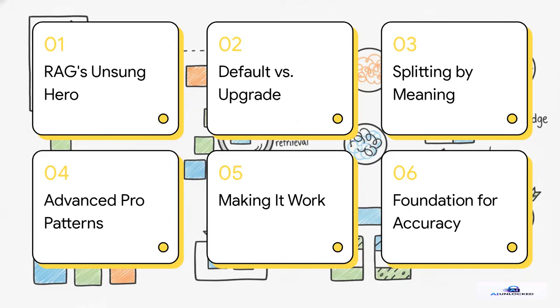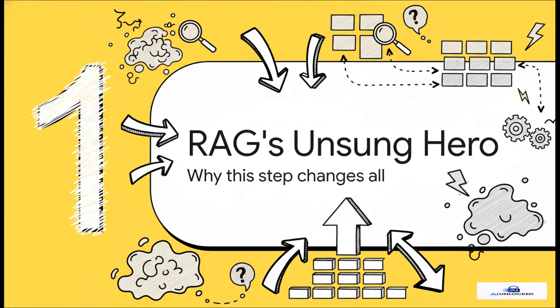Okay, so here's the game plan. We'll start with why chunking is RAG's unsung hero. Then we'll look at the default method everyone uses and the upgrade you should be using. After that, we'll get into splitting by meaning and even cover some advanced pro-level patterns. We'll wrap up with some practical advice and a clear action plan so you can build a solid foundation for accuracy. So let's get right to it.